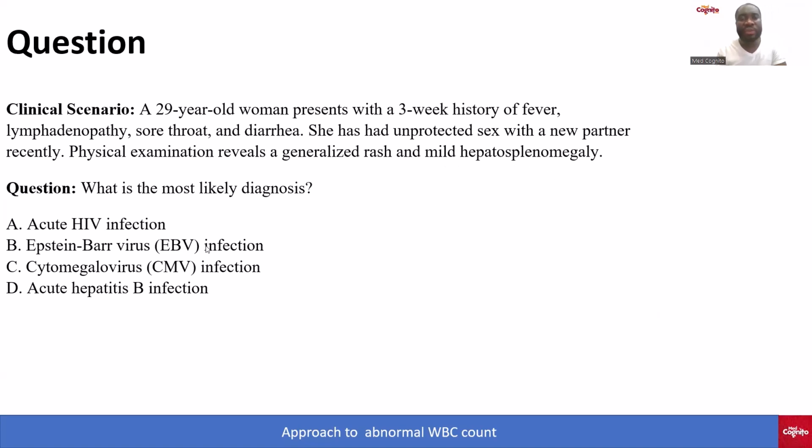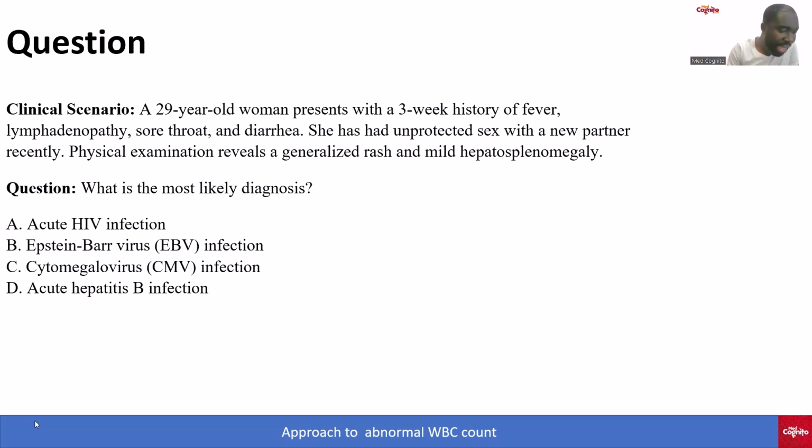What's the most likely diagnosis? A. Acute HIV infection. B. Epstein-Barr virus infection. C. Cytomegalovirus infection. D. Acute hepatitis B infection. What answer will you go for? Will you go for A? Will you want to go for B? Will you want to go for C? Or you go for D? What answer will you go for, doctors?